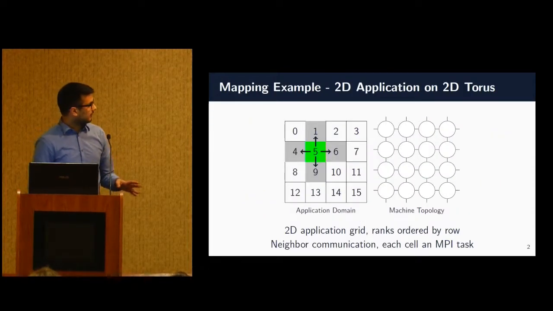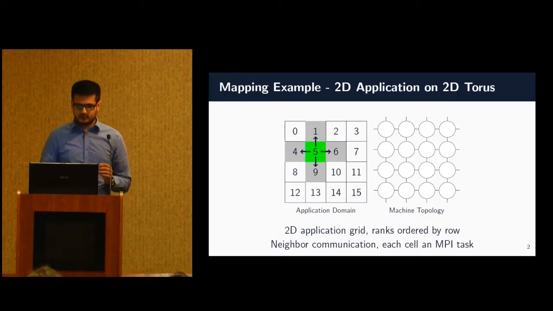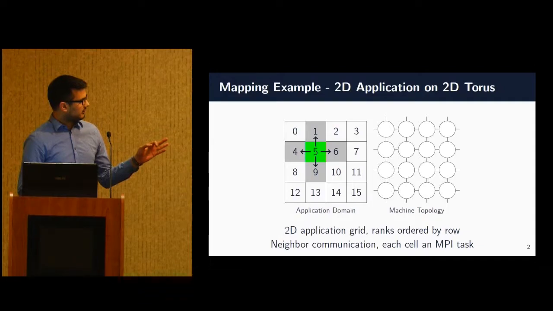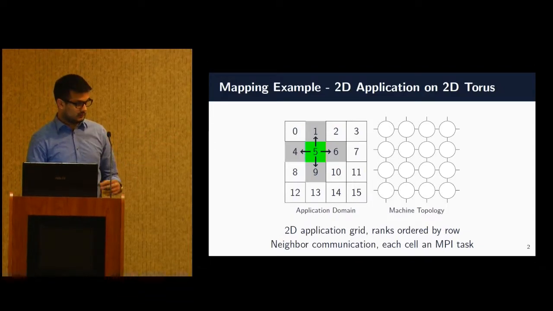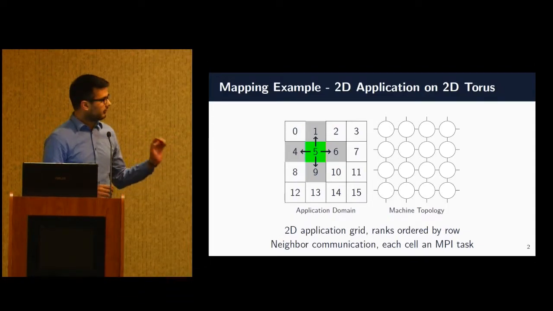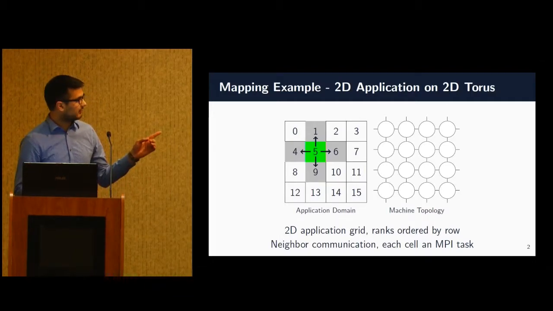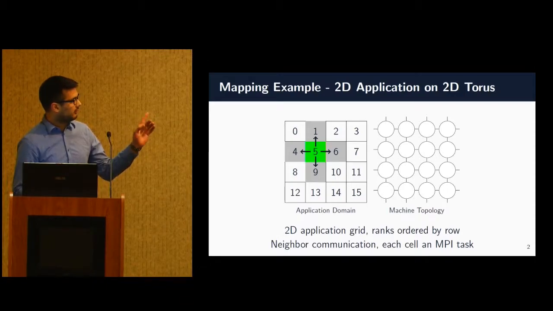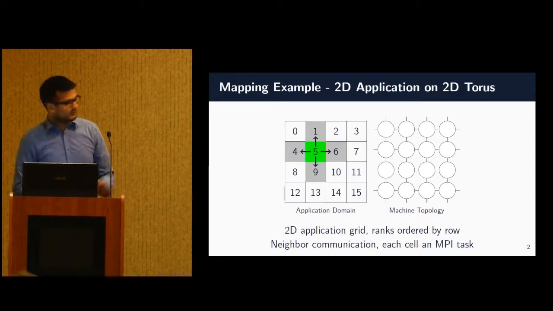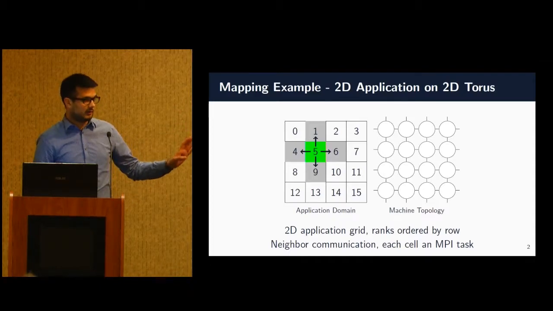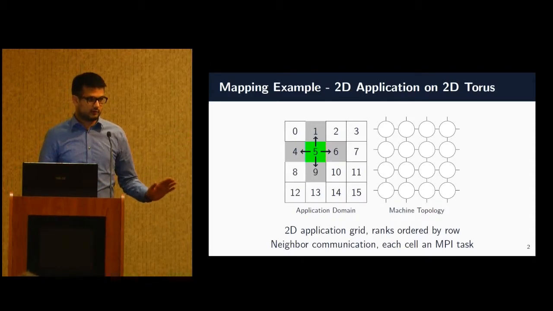So let's run through a quick example of what mapping actually looks like. Here we have a 2D application on a 2D torus. This is somewhat simplified compared to what you would see realistically, but it's good for illustration. On the left here, you see the application domain. So we have a 2D application grid. Ranks are ordered by row, and every rank communicates to its neighbors. So we see here rank 5, for example, communicates to 1, 4, 6, and 9. Every cell you see in the grid here is an MPI task. On the right side, you see the machine topology. This is before we've mapped the application at all.